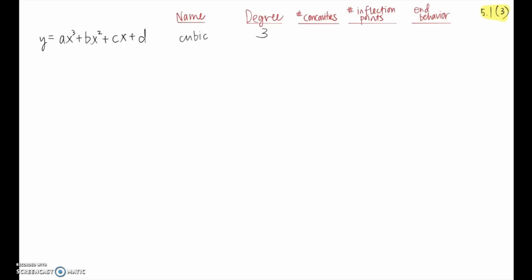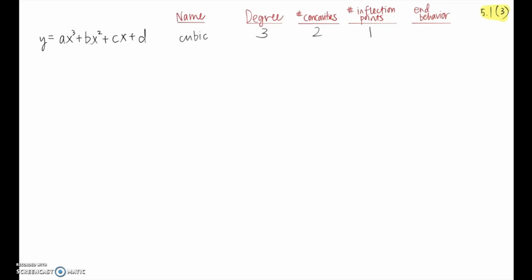So let's try to figure out the rest of these other 3 characteristics here. The number of concavities in a cubic function, let's see, we saw that each of those had 2 different concavities. There was a part where it was concave up and a part that was concave down. Number of inflection points, each of those cubic functions had 1 inflection point.